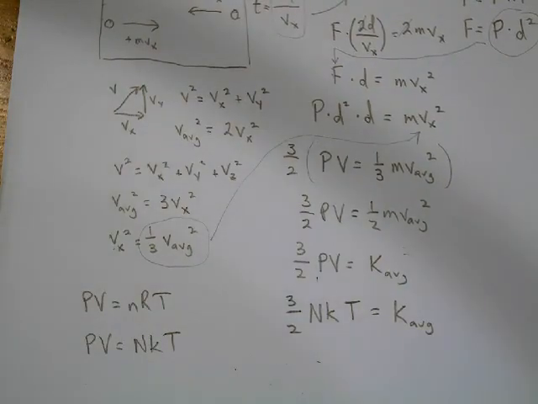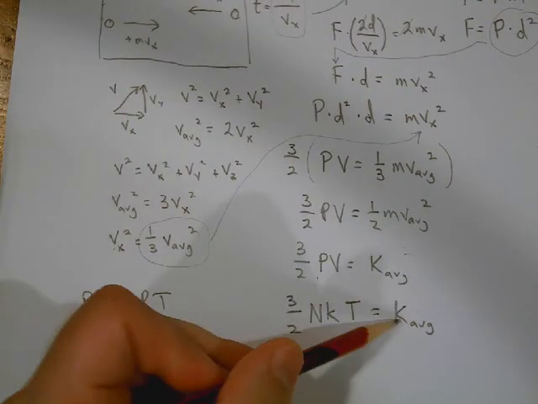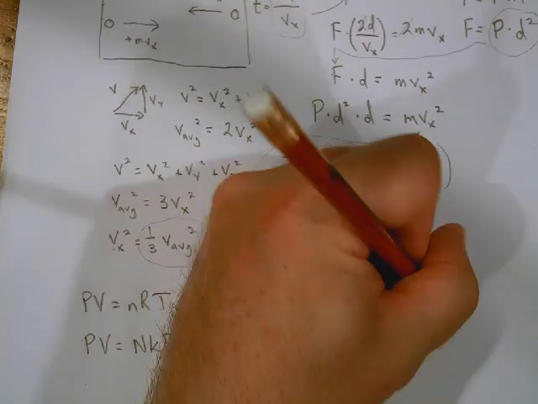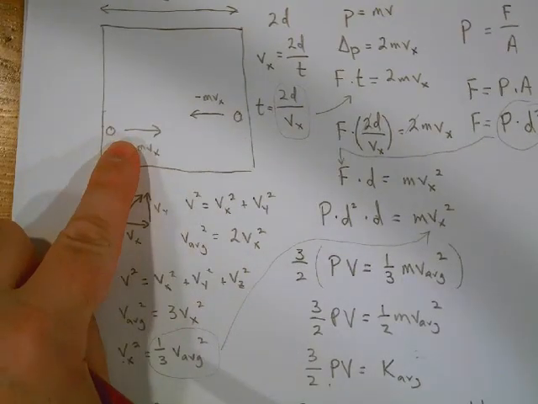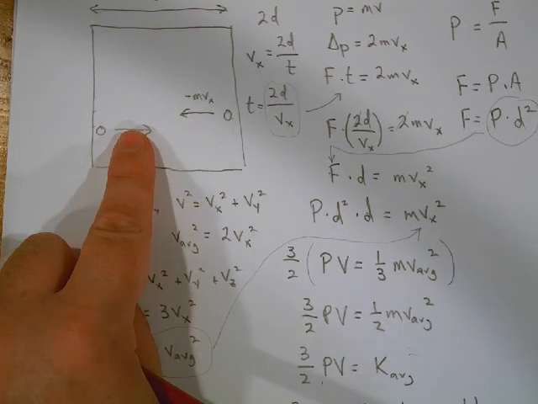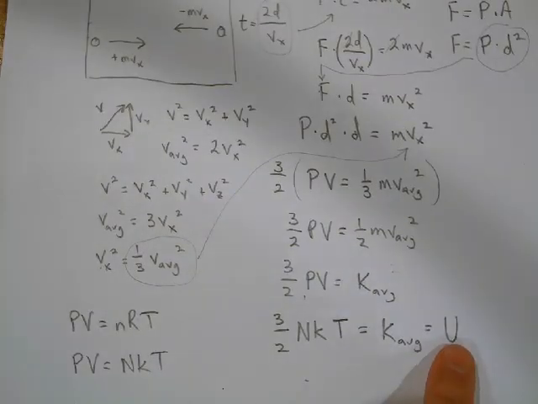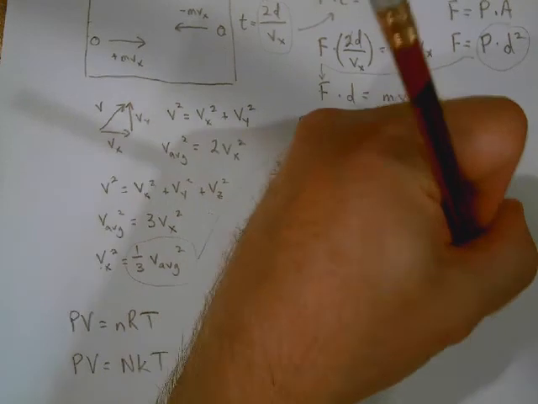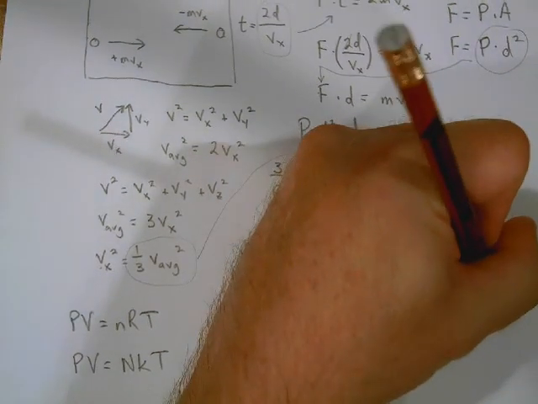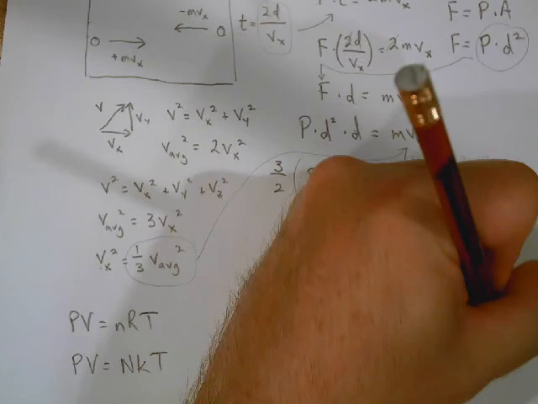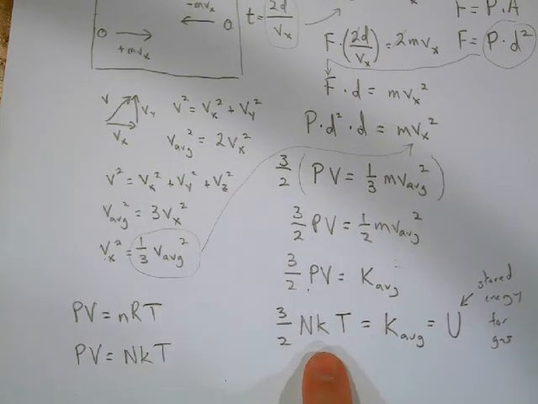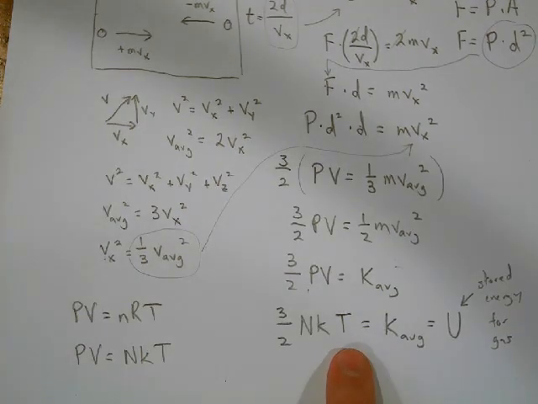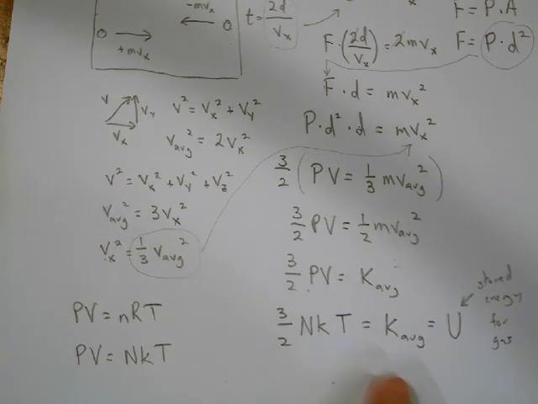Now, this would really be the average kinetic energy of all the molecules, okay? Well, most of the time we're going to call this our stored energy in the gas. So this gas has energy if there's more than one molecule in it. Why does this gas have stored energy? Because the molecules are moving. So our stored energy for the gas is going to be equal to 3/2 times the number of molecules times the constant times the temperature in Kelvin.